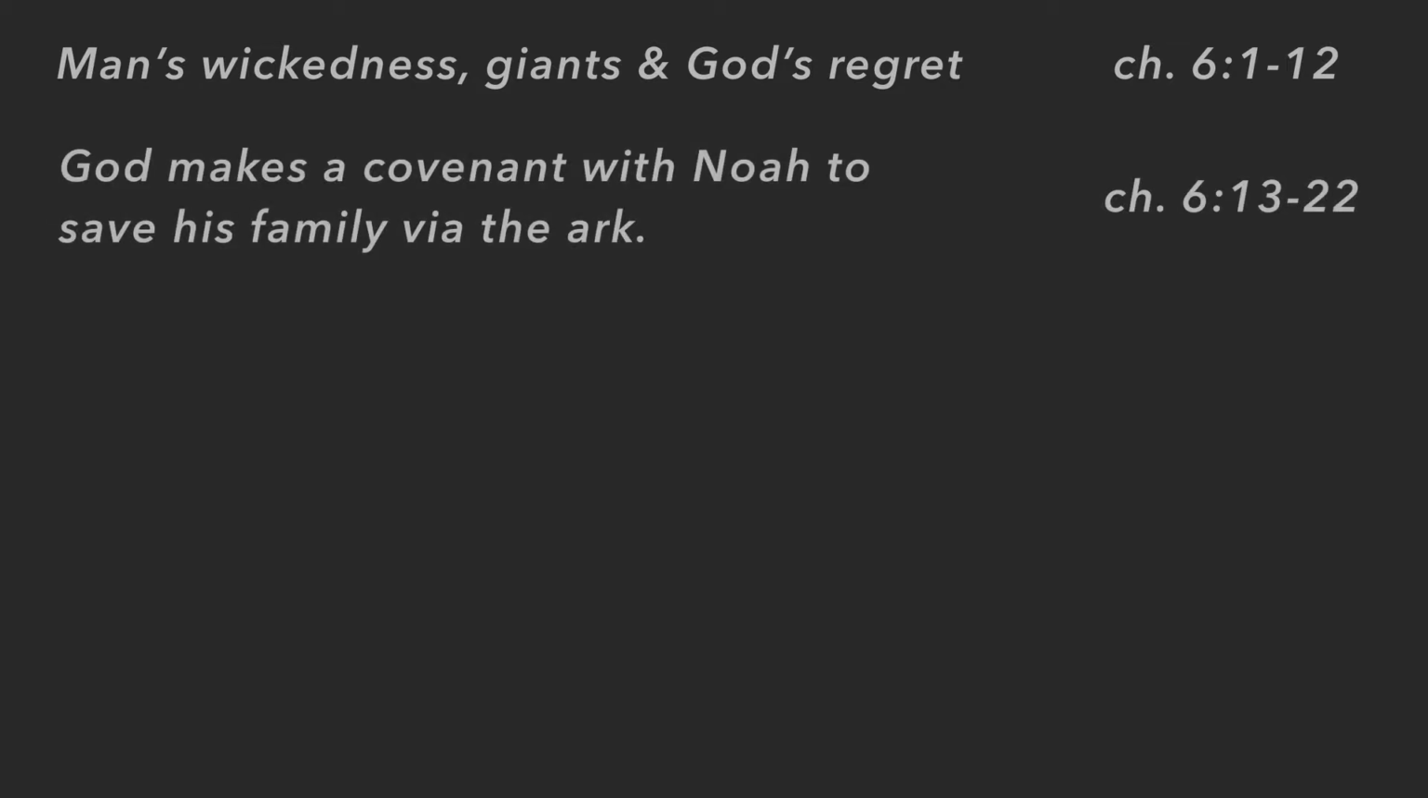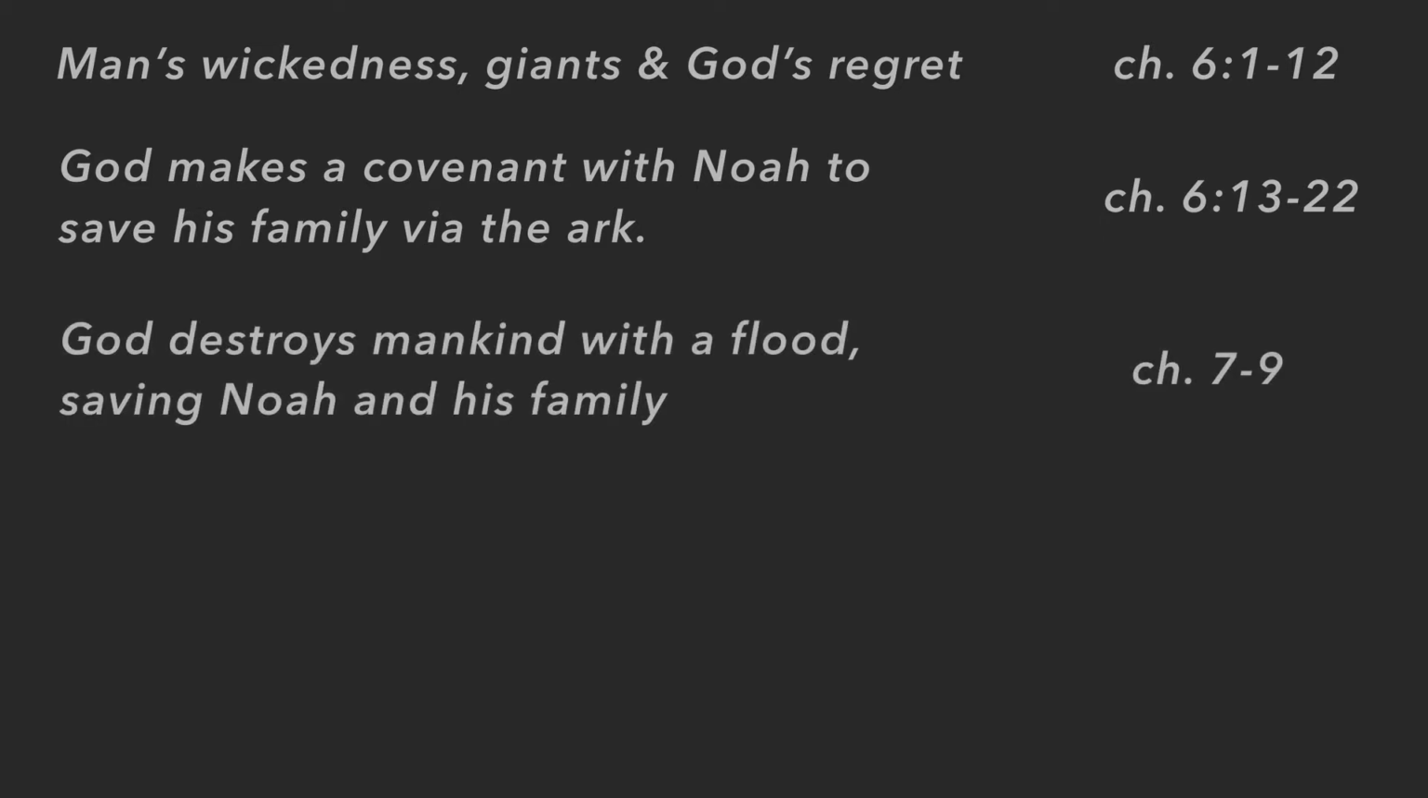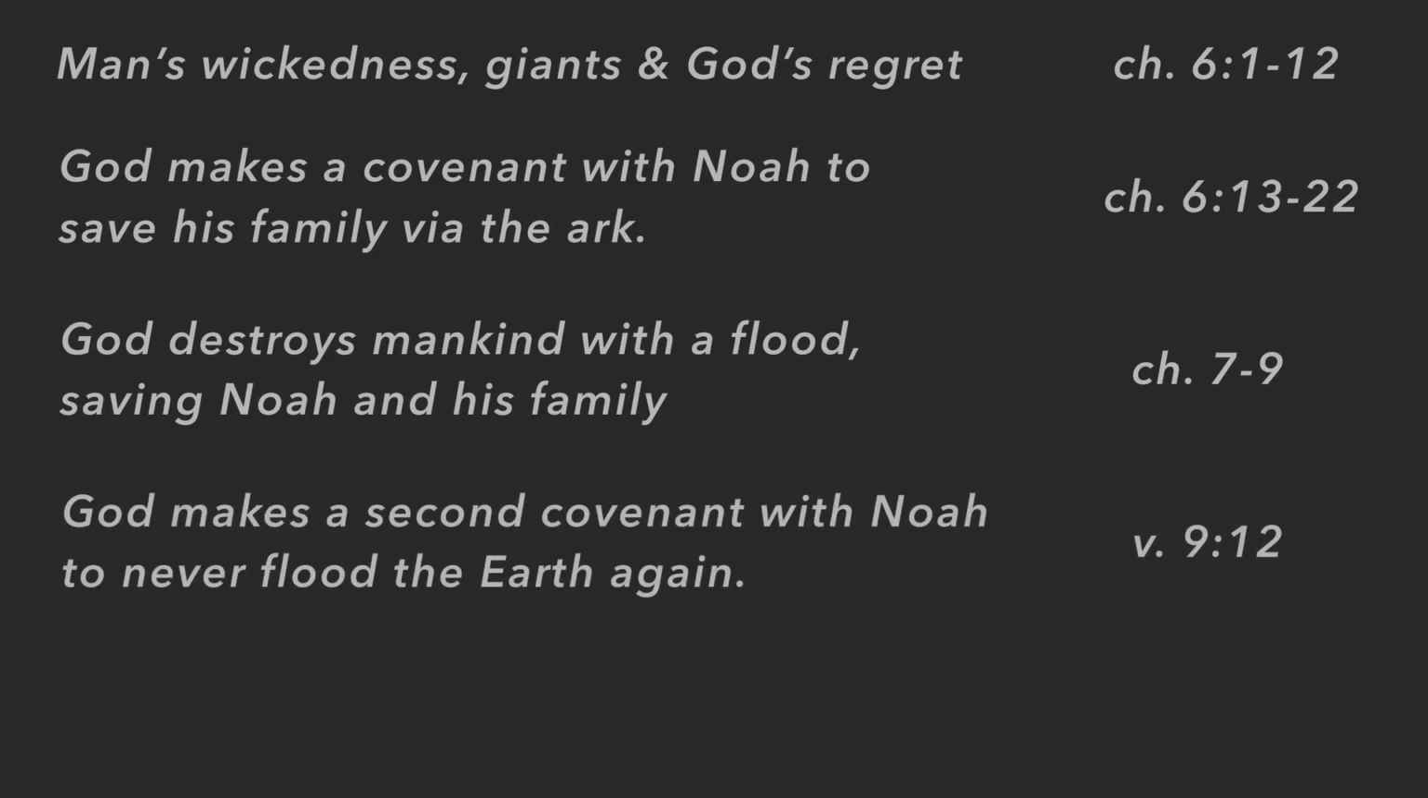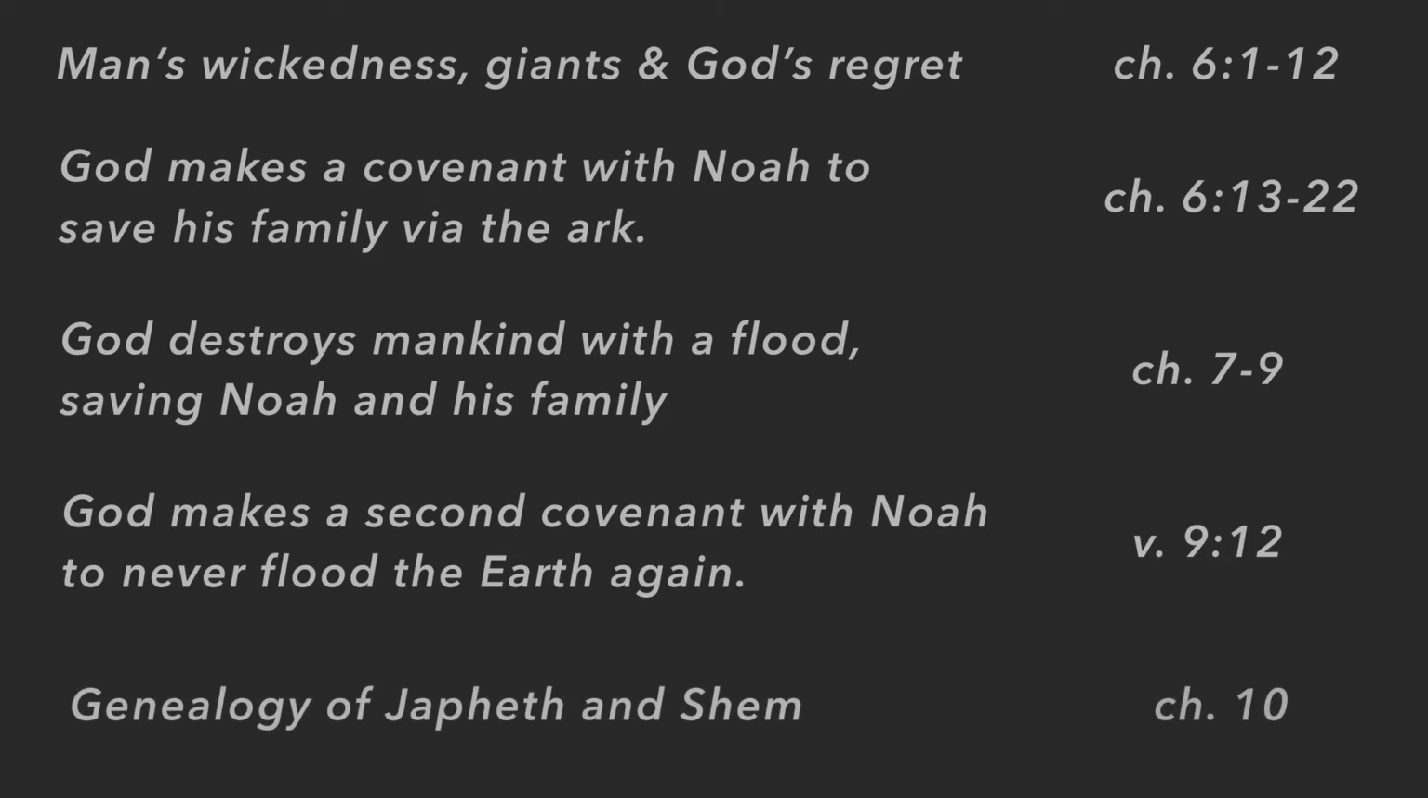Second part of chapter 6, we see the story of Noah and the ark, right? God makes a covenant with Noah to save his family, and the way he's going to do it is by commanding Noah to build an ark. So in chapters 7 through 9, we know that God destroys mankind with the flood, but he saves Noah and his family. God makes a second covenant with Noah to never ever flood the earth again. That's in chapter 9, verse 12.